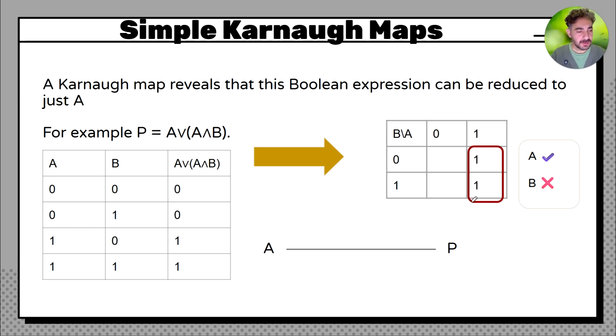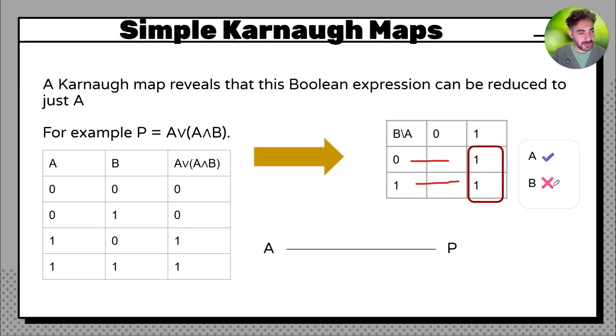So the next thing we do is we group them together. So we put a rectangle around the ones here. So we've grouped, and you have to group in groups of 2, 4, 8, or 16. Once we've grouped, for any group that we make, we then have to see which variables change throughout the grouping. So if we look at the A variable here, we can see that the A variable doesn't change. So within this group here, A is always equal to 1, okay? However, if we look at the B within this grouping, whether it's true or false, it changes from 0 to 1.